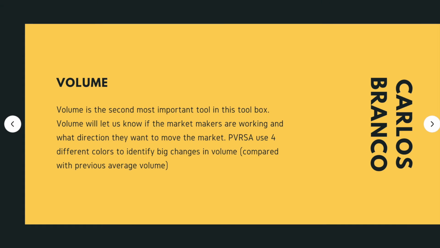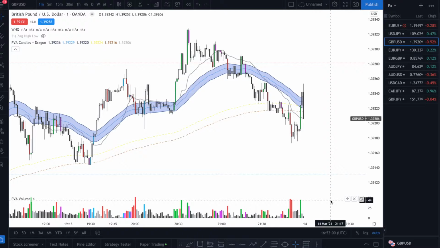Volume is also really important. It is the second most important tool of this toolbox. Volume will allow us to know if market makers are working and what direction they want to move the market. PVSRA uses 4 different colors to identify big changes in volume. So I'm going to show you here in the chart. We have 4 colors for the volume.